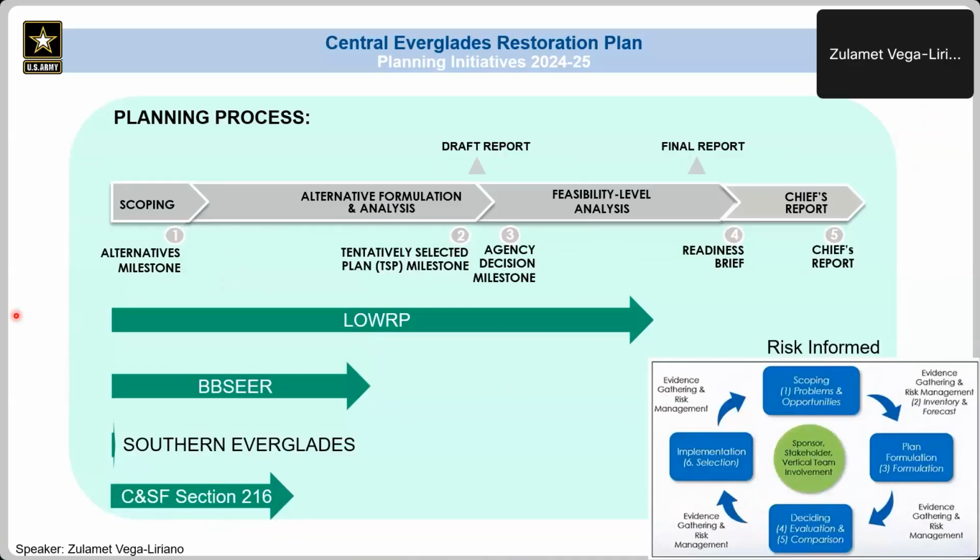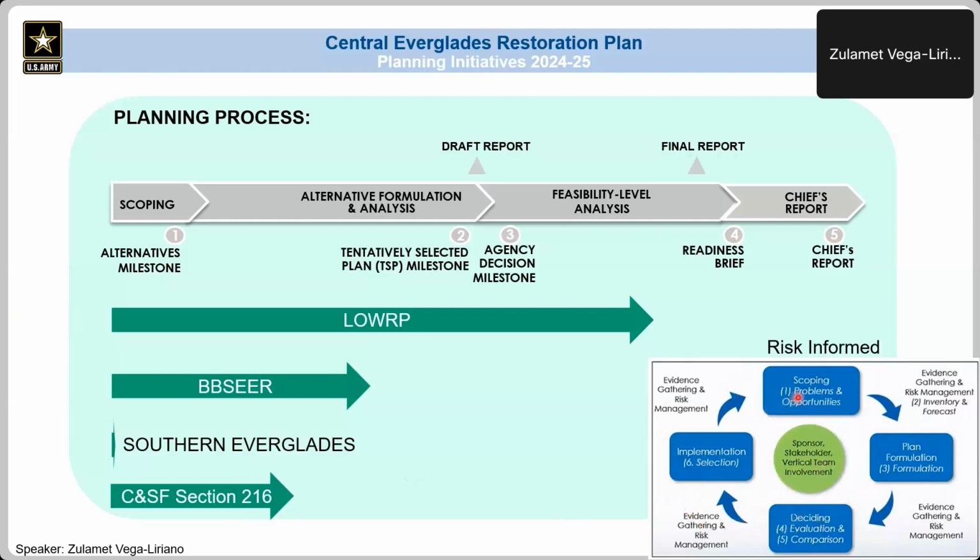Before we dive into each study, I want to provide a quick overview of the planning process. The U.S. Army Corps of Engineers applies a risk-informed decision-making process, which is included as a 5-step process, which means that the planning process is iterative. It's an iterative cycle in which all these 6 steps in the lower right corner are applied throughout the study time frame.